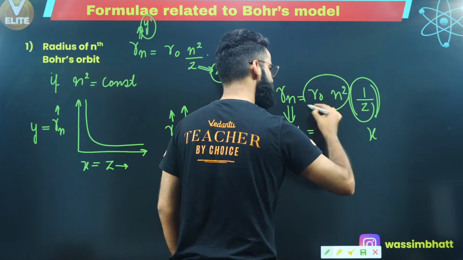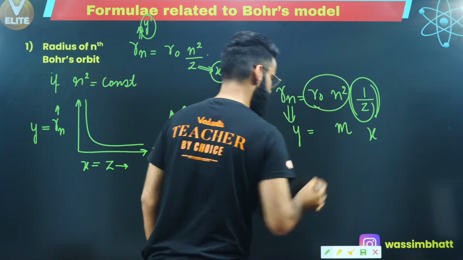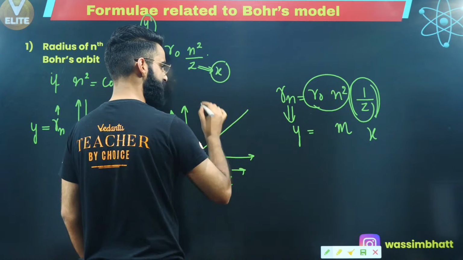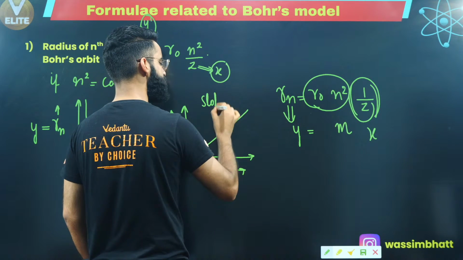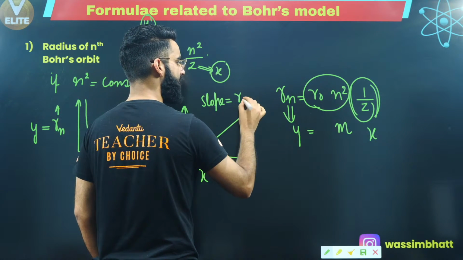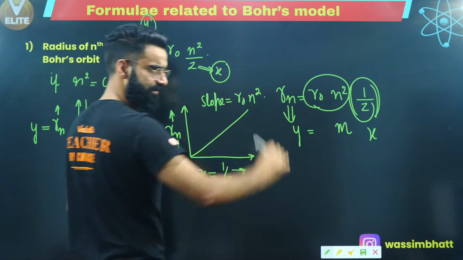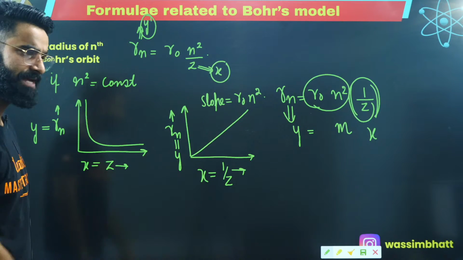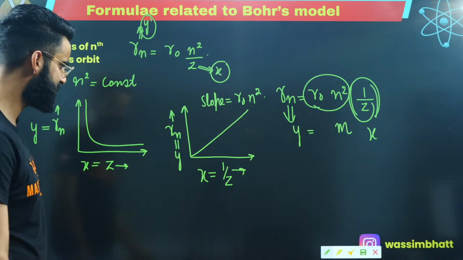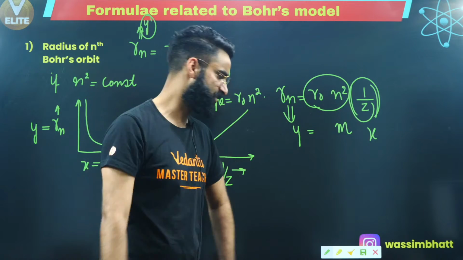So this whole term becomes my slope m. Y is equal to mx means a straight line passing through the origin, and the slope of this curve will be simply equal to r naught multiplied by n square. This is the slope of the curve. Okay, as simple as that. So these were the formulas regarding the radius of the nth orbit.